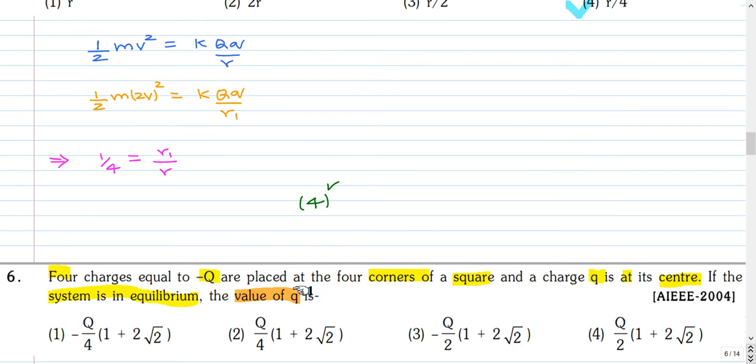This is the next question. 4 charges equal to minus q are placed at 4 corners of a square and charge small q at its center. If the system is in equilibrium, the value of small q is. You can pause and attempt this question.